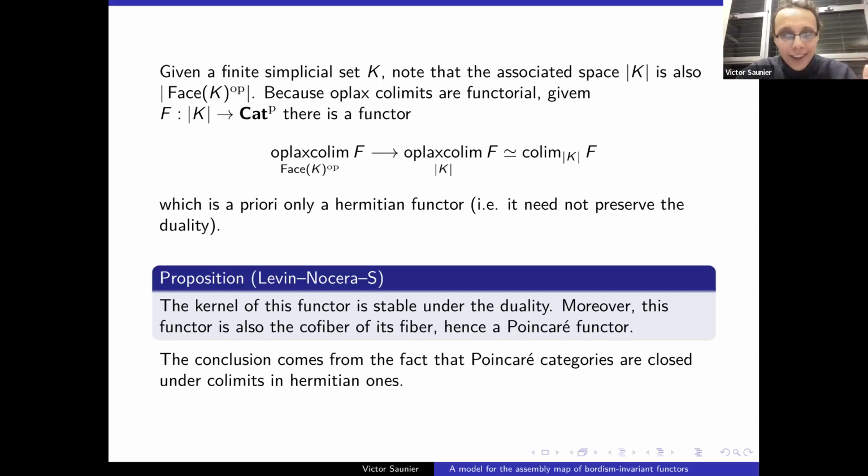Why is that? It is because Poincare categories are closed under colimits in hermitian categories. So in particular, if the fiber is the inclusion of a category inside another, with the restricted kappa, then this is a Poincare functor. This is precisely the fact that it's stable under the duality. And now I take the cofiber of a Poincare functor, I still have a Poincare functor, and so this is a Poincare functor.